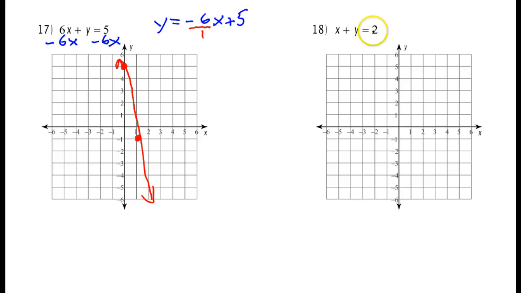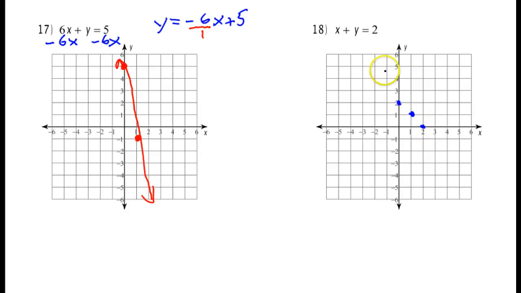x plus y is 2. A couple ways. This is a little more basic. One way of doing this, since there's no multiplication, there's no coefficients here, just pick two numbers that add up to 2. What two numbers add up to 2? 1 and 1. So you can pick 1 and 1, right? What other two numbers add up to 2? 0 and 2, yeah, or 2 and 0.